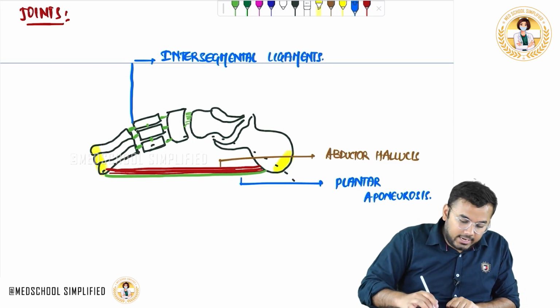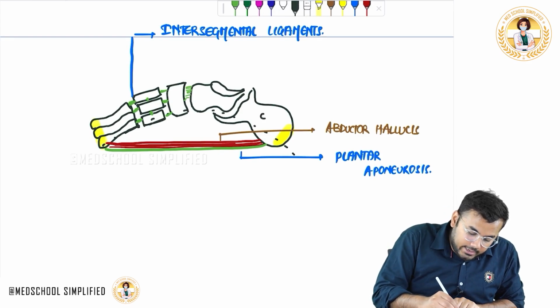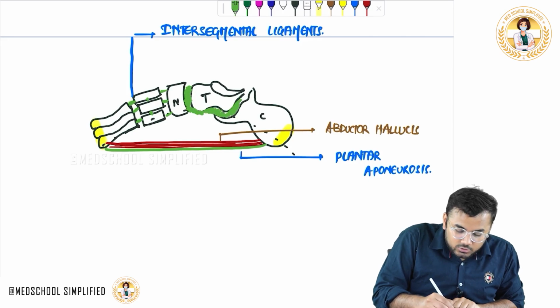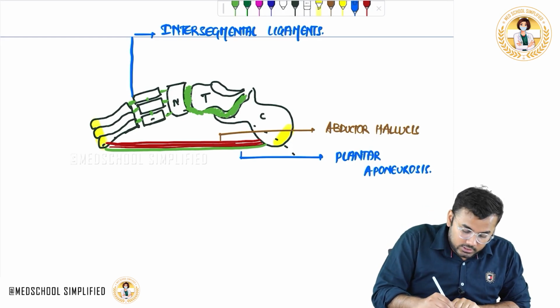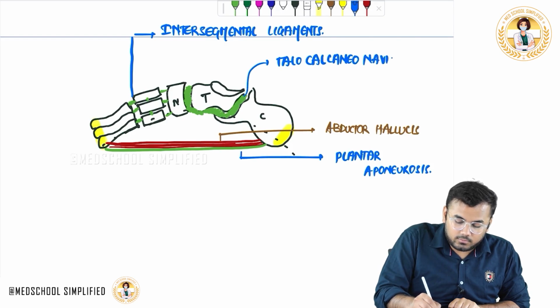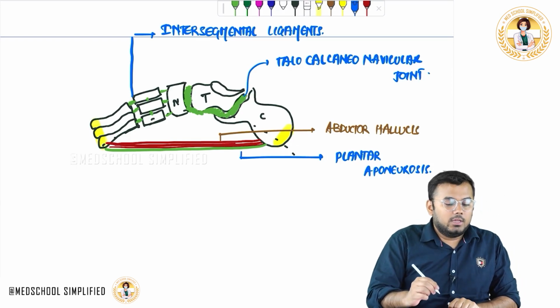Intersegmental ligaments. Second important thing is regarding the joint, right? The most important joint that is located here is between your calcaneum, talus and navicular bone. So all of you look now. This is a joint: talus, navicular bone and calcaneum. This joint is called the talocalcaneonavicular joint.